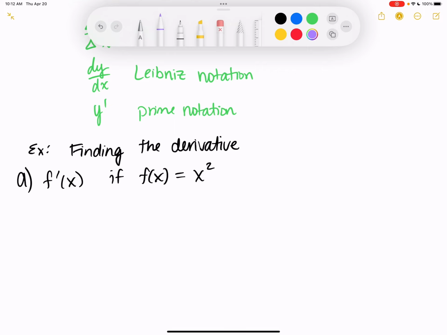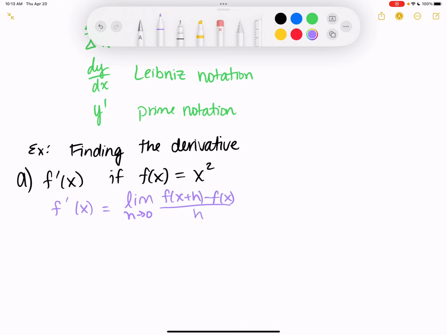But all right, so again, I'm just going to rewrite the formula so that we have it here on the screen. So the limit as h approaches 0 of f of x plus h minus f of x all over h.